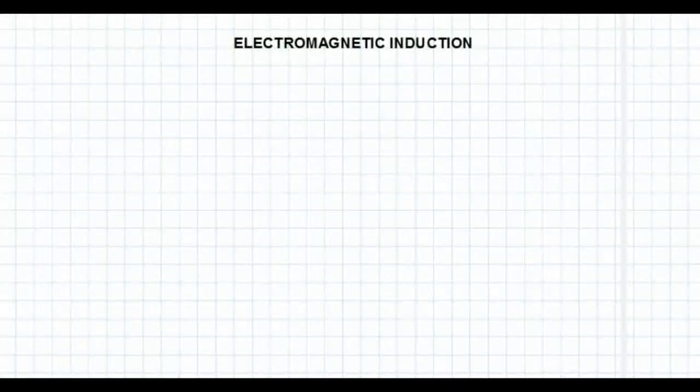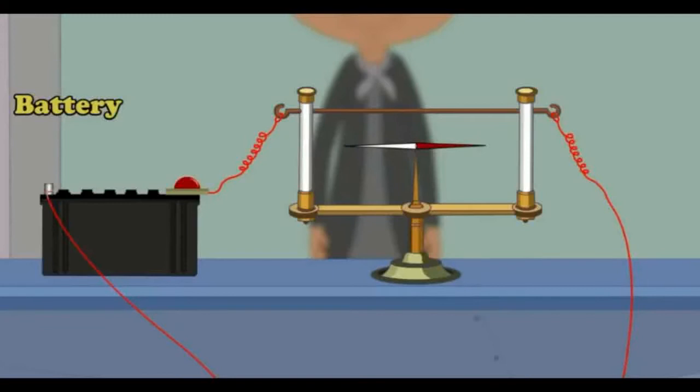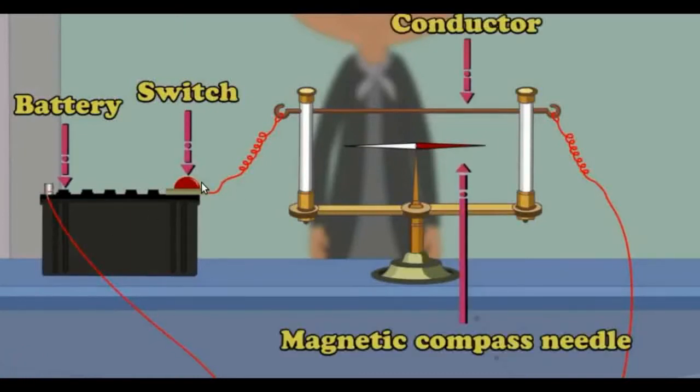Welcome to our new chapter, electromagnetic induction. So in the previous class we have seen that a current carrying conductor can produce a magnetic field. This was the arrangement for the experiment. There is a battery with a switch, then it is connected to a conductor, and below this conductor you can see a magnetic compass needle.